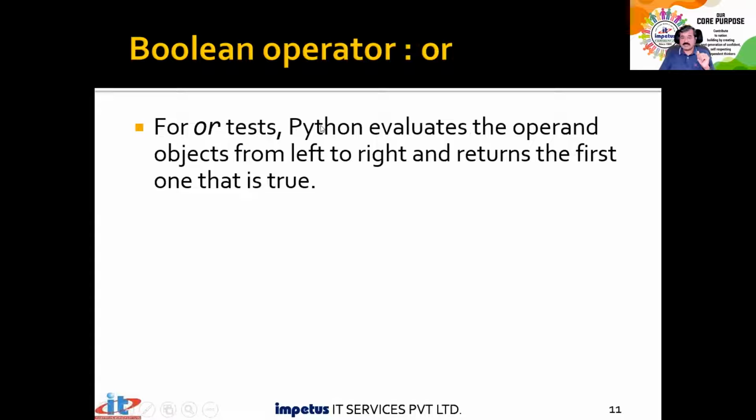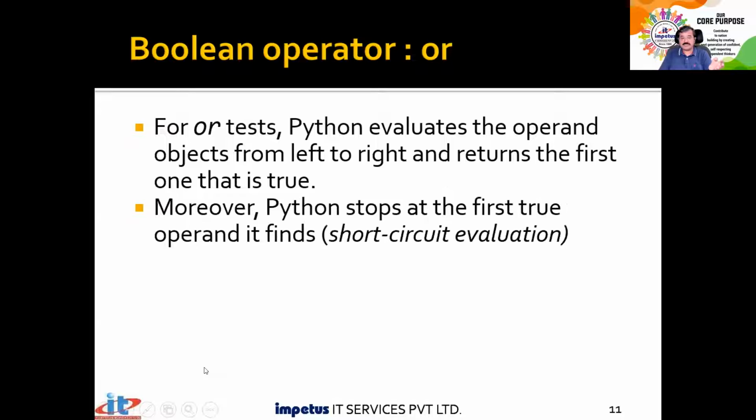For the OR test, Python evaluates operand objects from left to right and returns the first one that is true. So if you have something like A or B or C, whichever is the first one from the left which is true, that will be returned. Now, when I use the word true, you need to understand the property of truthness in Python. What is true and what is false? Anything which is empty is false. Anything which is not empty is true in Python.